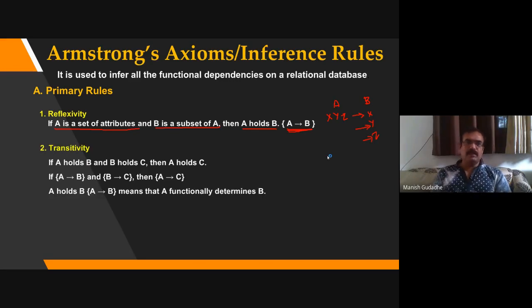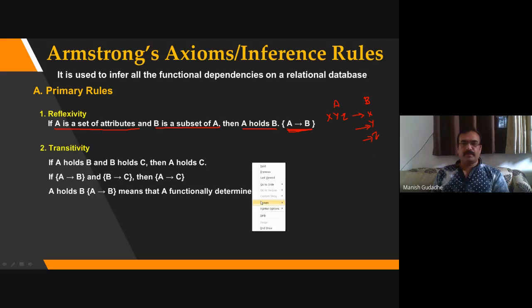Transitivity is like A is equal to B and B is equal to C, hence A is equal to C. Or A is greater than B, B is greater than C, hence A is greater than C. Likewise, if A determines B and B determines C, in that case A can determine C. This is not really a very difficult part. So that's what we are doing in transitivity.